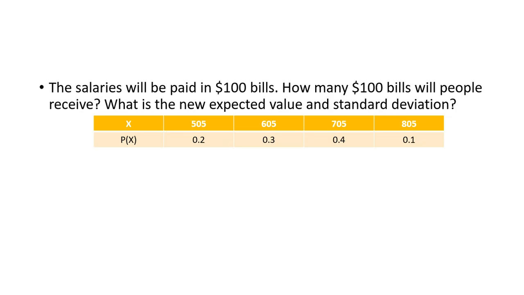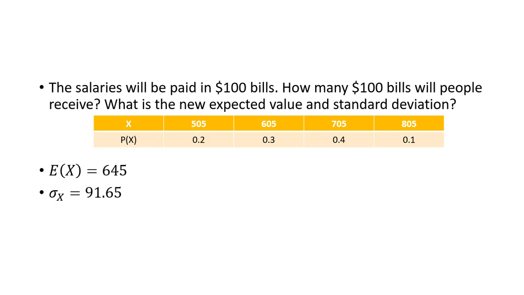Let's say everybody gets paid in $100 bills. Nice, Ben Franklins. Okay. So the question is, how many $100 bills will they get? Okay. So what happens is that the X value changes. It now goes from 50,500 down to 505. Okay. Everything gets divided by 100. So since everything's being divided by 100, the expected value and the standard deviation are both going to be divided by 100. So you take both those values and you divide them by 100.